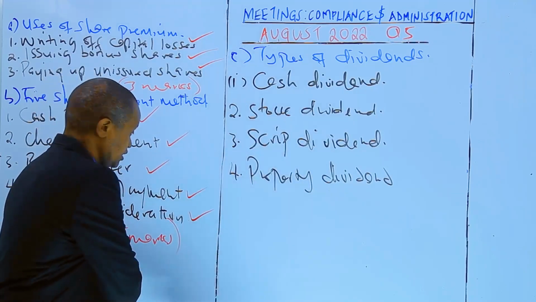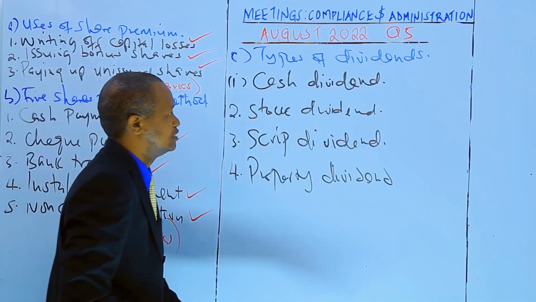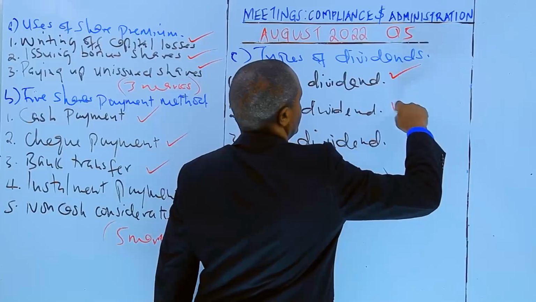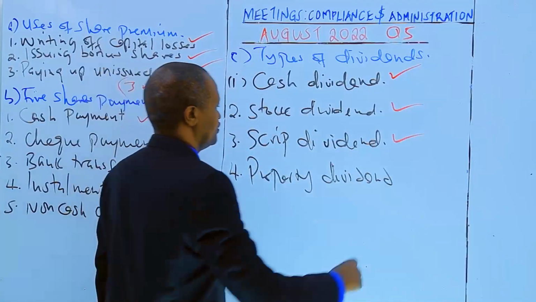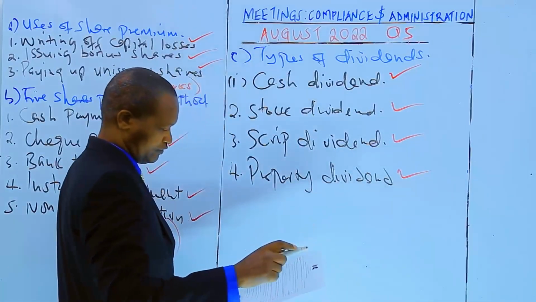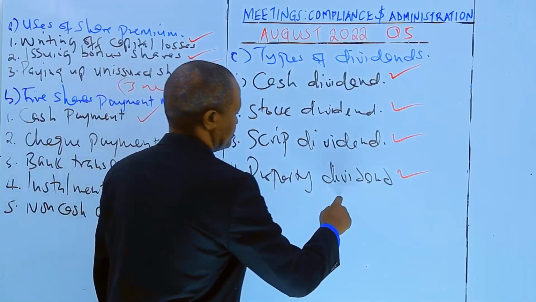Describe 4 types of dividends that could be used by a company. 1 is cash dividend. 2, stock dividend. 3, scrip dividend. 4, property dividend. 4 marks.